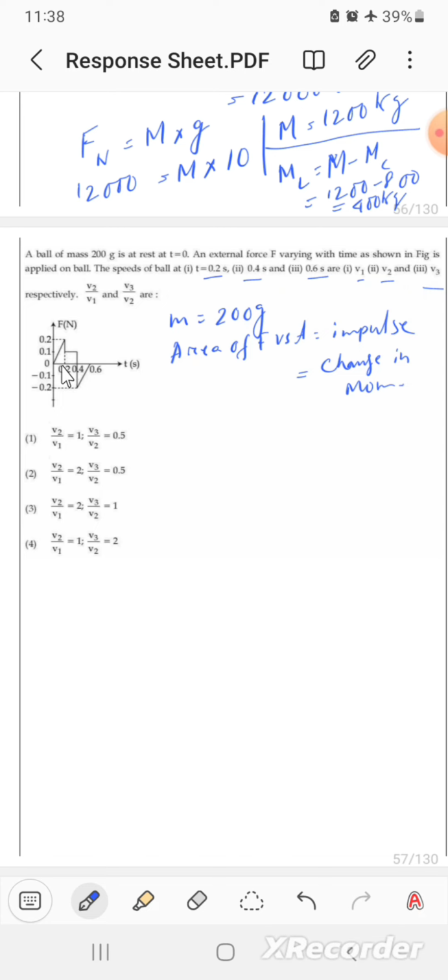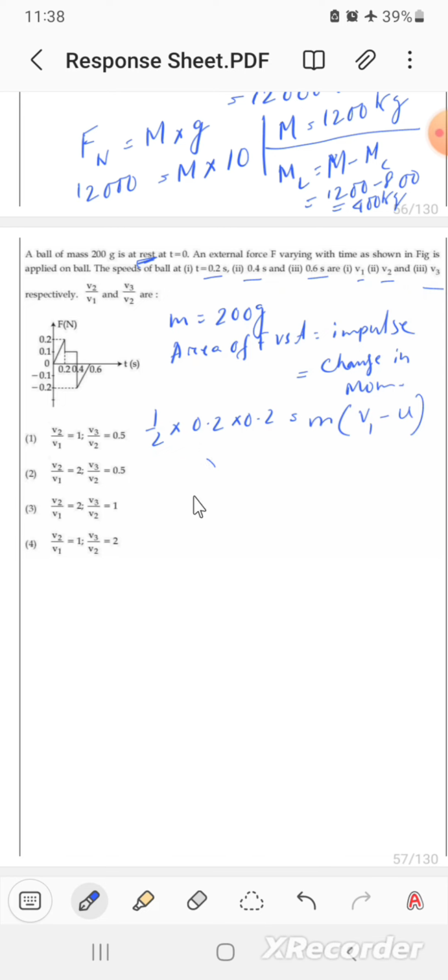So doing the first part, there is a first triangle. The area of the triangle is half into base into height. The base here is 0.2 as I can see, and the height is 0.2, which will give us the change in momentum, that is mass into v1 minus initial velocity. v1 is the velocity after 0.2 seconds. Initial velocity is 0 as it is given the object was at rest at the beginning.